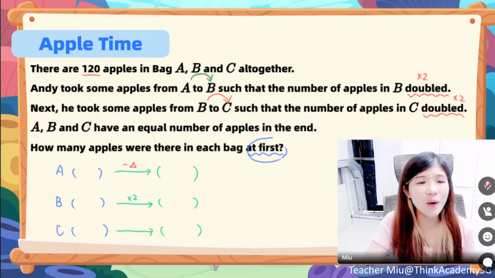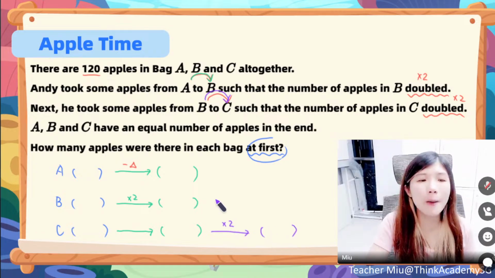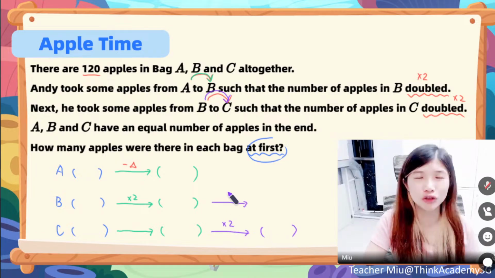For the second transfer, from B to C, that makes C double. So for C, what happened? Good. For C, times 2. But at the same time for B, does it mean divided by 2?